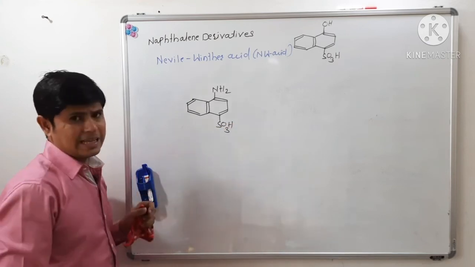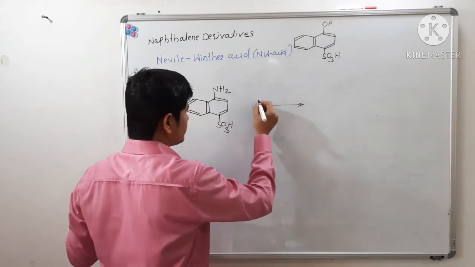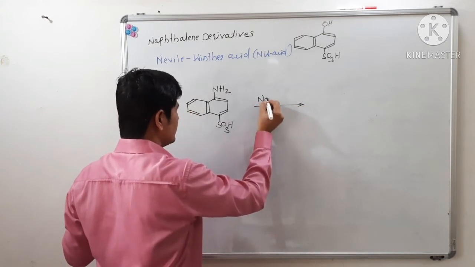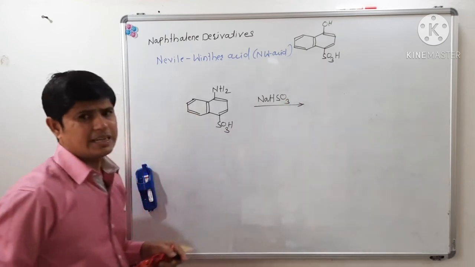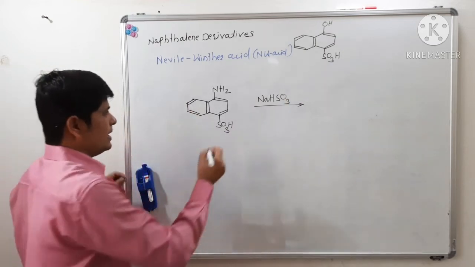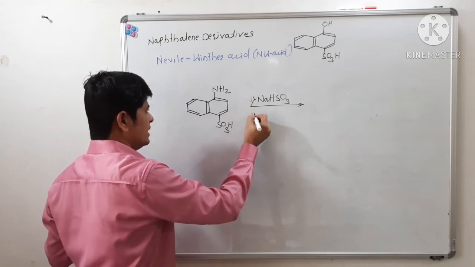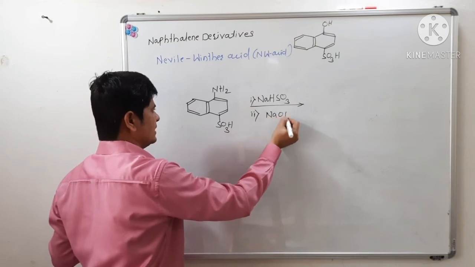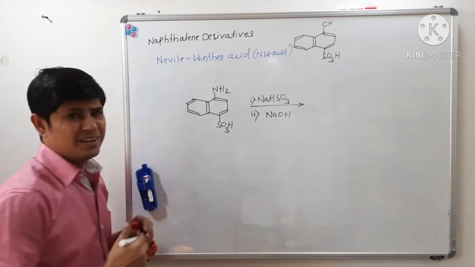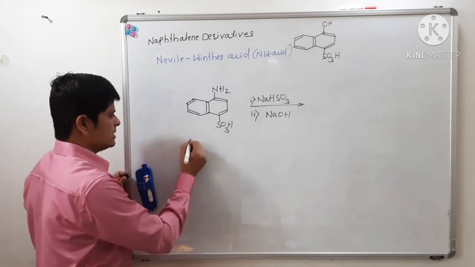So naphthionic acid is reacted with sodium bisulfite. So what product will we get? That we have to decompose in alkali. In the first step, we have to react naphthoic acid.